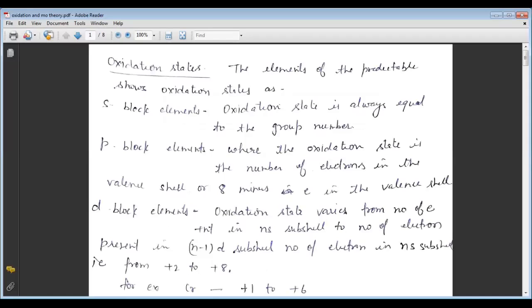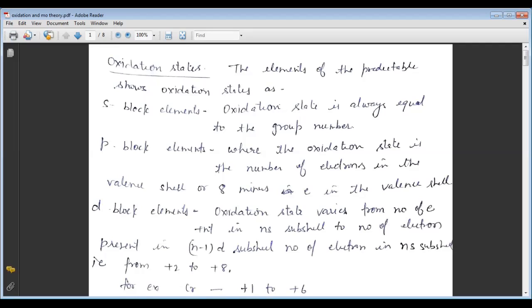We know that one of the most striking properties of the transition elements is that they show variable valency, or we can say they exhibit different oxidation states. Many of these elements show a wide range of oxidation states. For example, iron, Fe, shows the oxidation states +2 and +3, and copper shows the oxidation states +1 and +2.